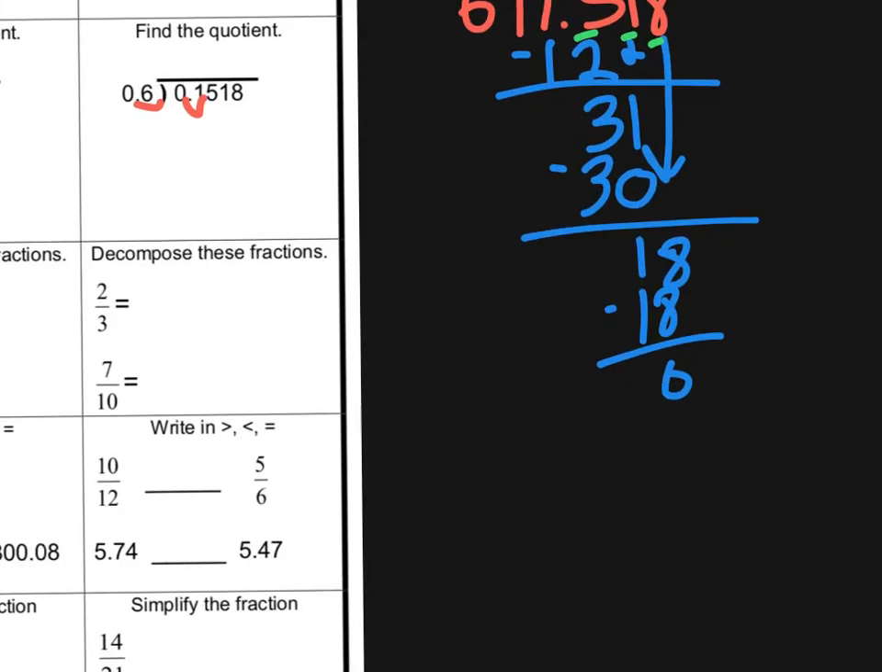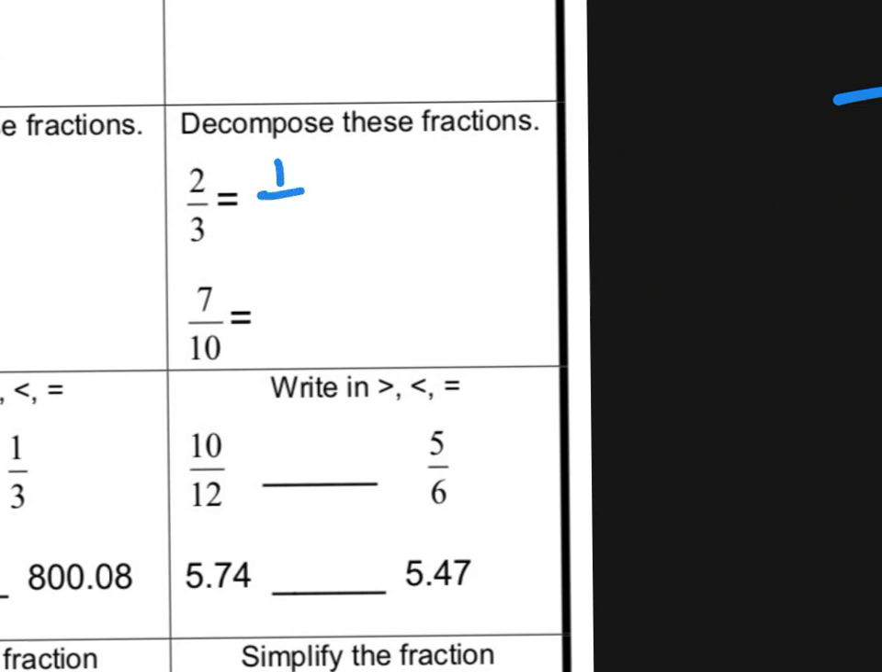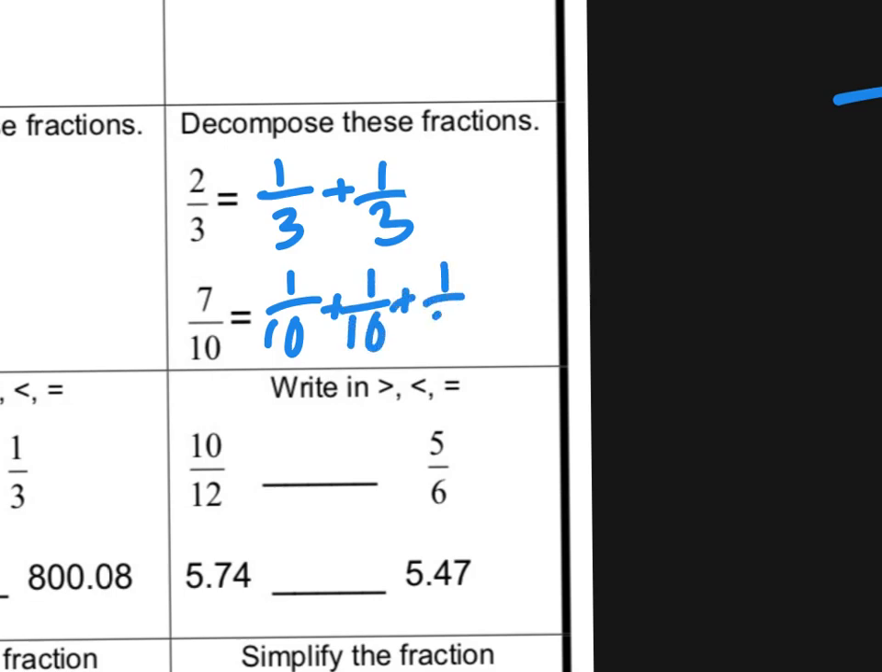For the next one, we'll decompose 2/3 by making it 1/3 plus 1/3 plus 1/3. You can also do 2/3. Actually, we did too many. We're supposed to only do 1/3 plus 1/3, or you could do 2/3 plus 0/3. For 7/10, you could do 1/10 plus 1/10 plus 1/10, and so forth. Do that 7 times. Or you could do 5/10 plus 2/10. Or you could do 6/10 plus 1/10. There's a lot of variations that you can do.